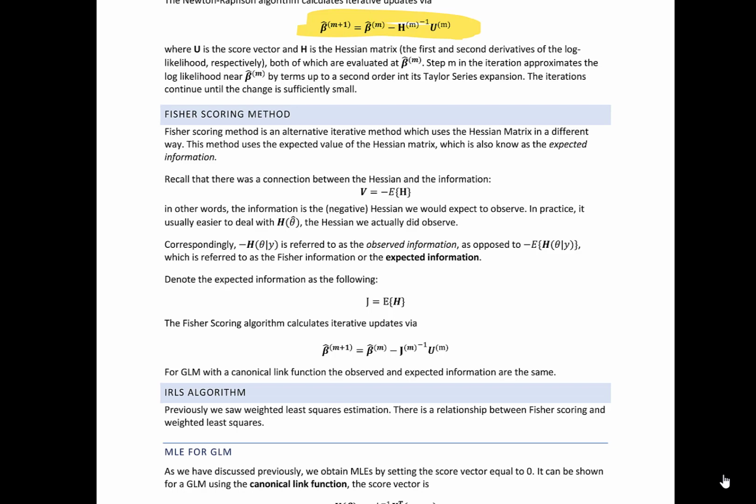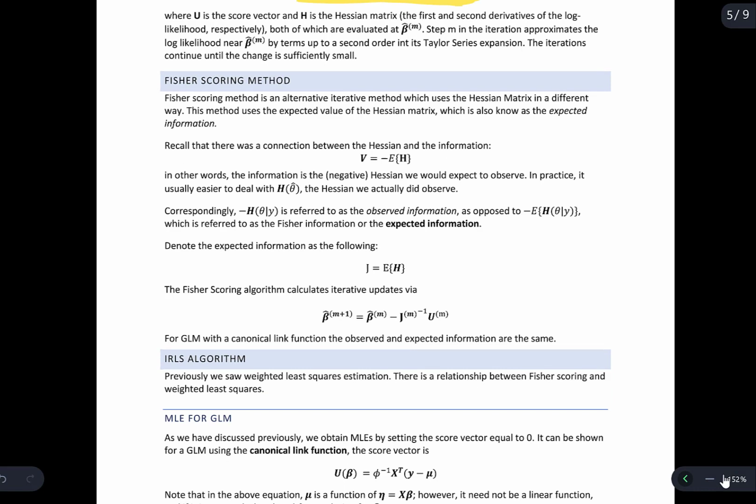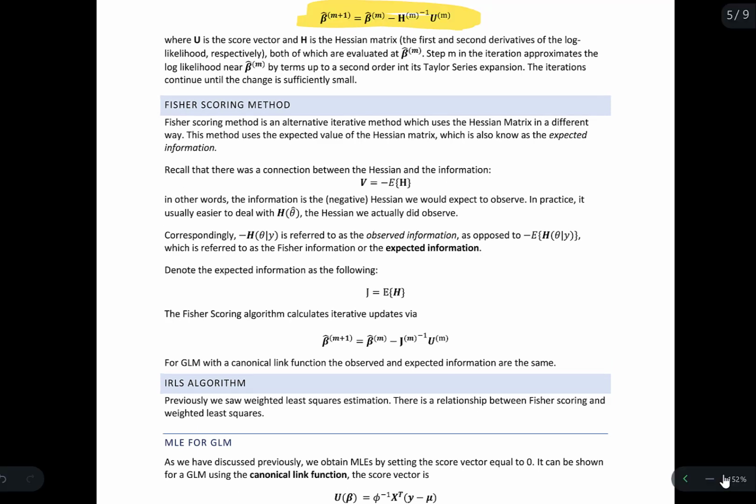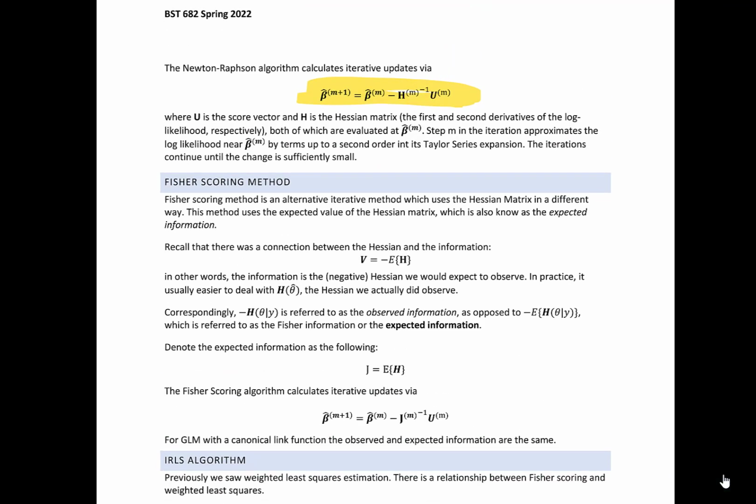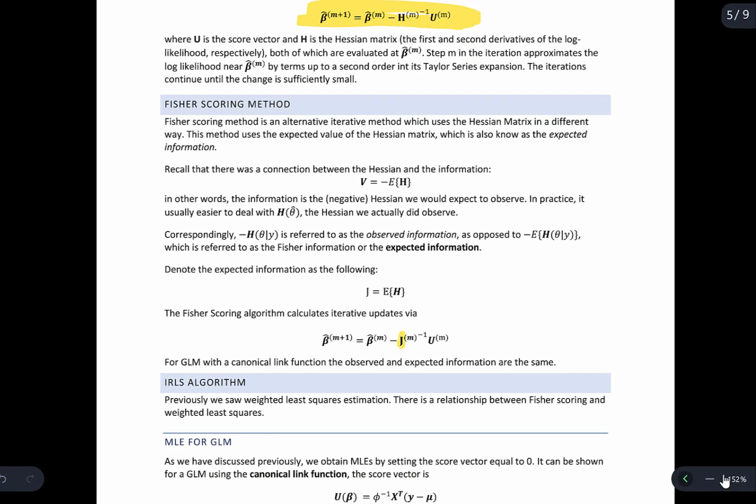And so we end up, if we define J to be the expected Hessian, with something very similar to what we had up here with Newton-Raphson, except now we work with the expected Hessian instead. Now, typically you're going to see no difference between these two methods because if you use a canonical link function, these are going to be exactly the same.